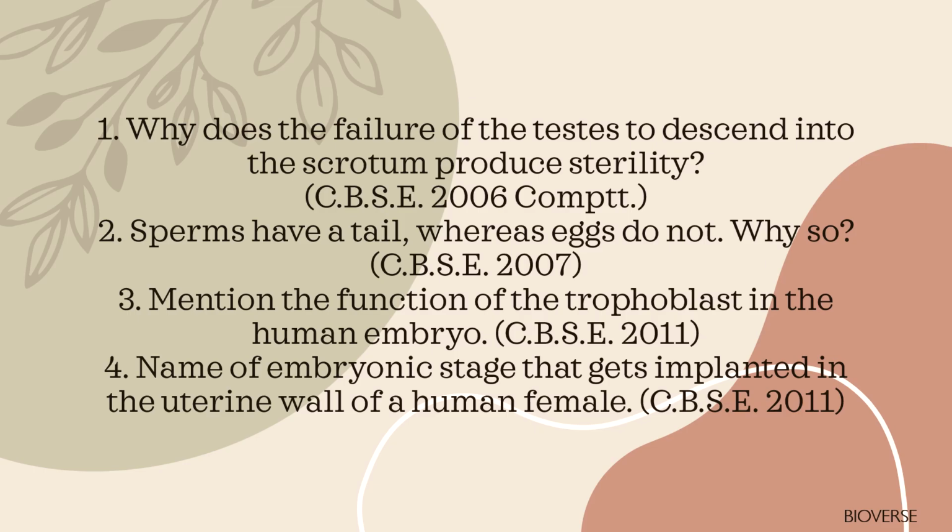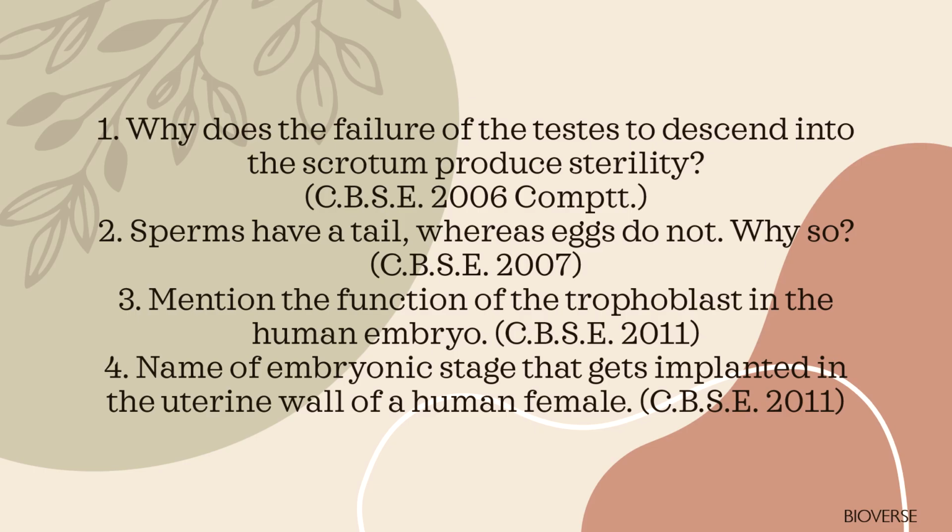Question 1. Why does the failure of the testes to descend into the scrotum produce sterility? Answer. The testes require a temperature about 2 to 2.5 degrees Celsius lower than body temperature for the production of sperms. If the testes fail to descend into the scrotum, they remain at a higher temperature, which prevents spermatogenesis and results in sterility.